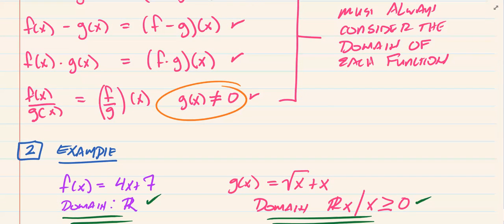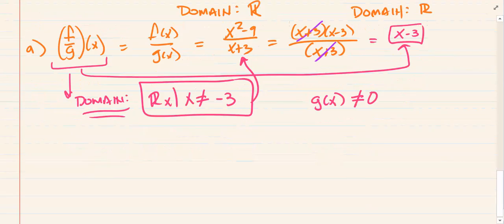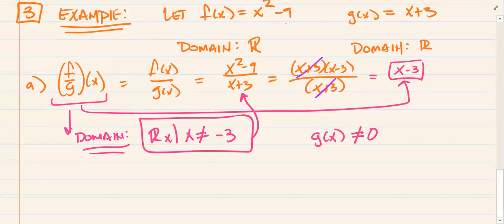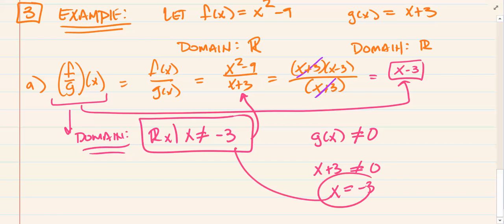Okay, so according to my definition, what is g of x? g of x is x plus 3, and it's not allowed to be 0. Well, what's the only x value that will make this true? Negative 3. That's how I got that right there. Okay?